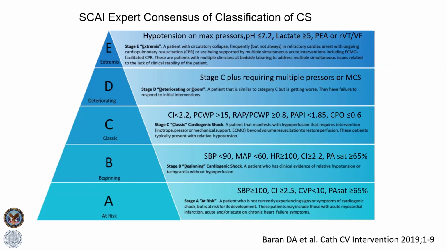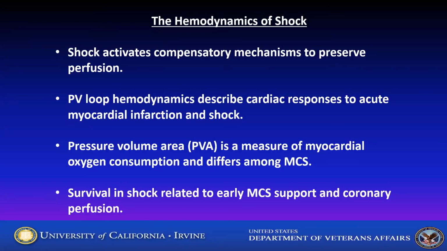So I'm going to say, in conclusion, we have covered a lot of the ground of the hemodynamics of shock. And we know that shock activates compensatory mechanisms to preserve perfusion. We know that the pressure volume loops describe cardiac responses for these acute conditions, both myocardial infarction and shock, and that using pressure volume loops and computing pressure volume areas, we can determine those devices providing best myocardial oxygen consumption indices and differentiate devices one among another for this particular effect that we'd like to achieve.